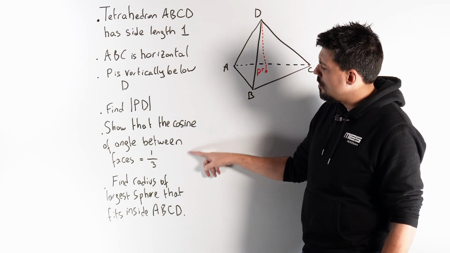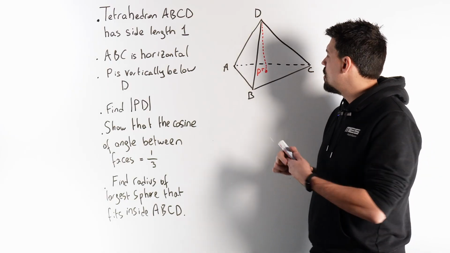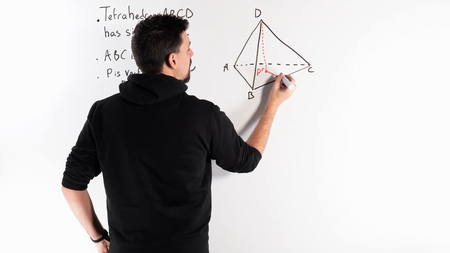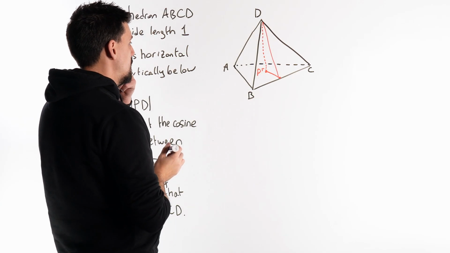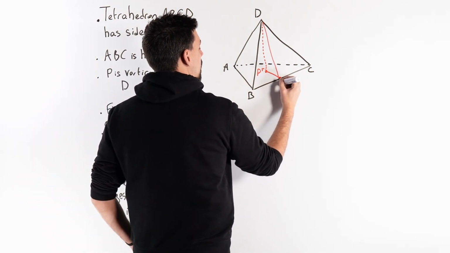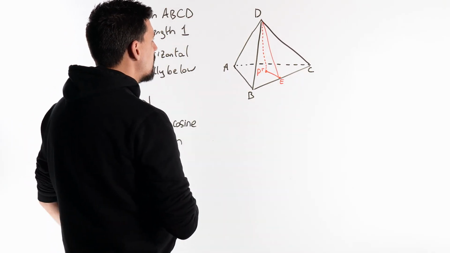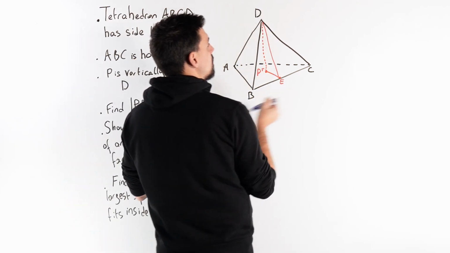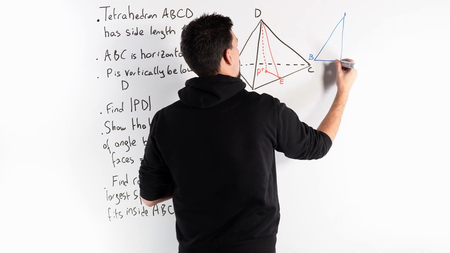Now, I do know that the next question is we need to find the cosine of the angle between two faces. So a good triangle for us to look at here is probably this one, in red. Let's call this point here E. So one thing we might look at, let's look at the triangle BDE. That one is fairly straightforward for us to look at.